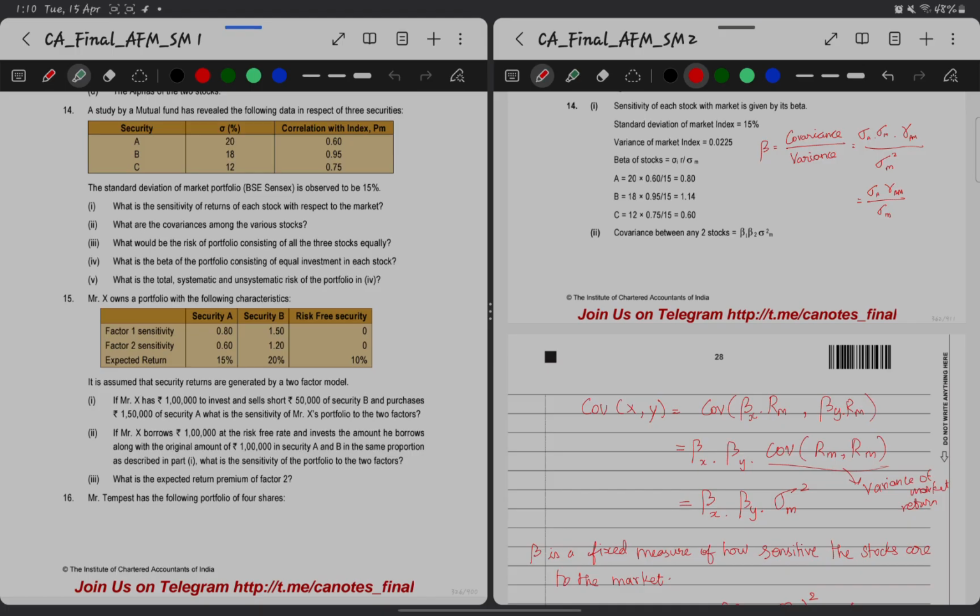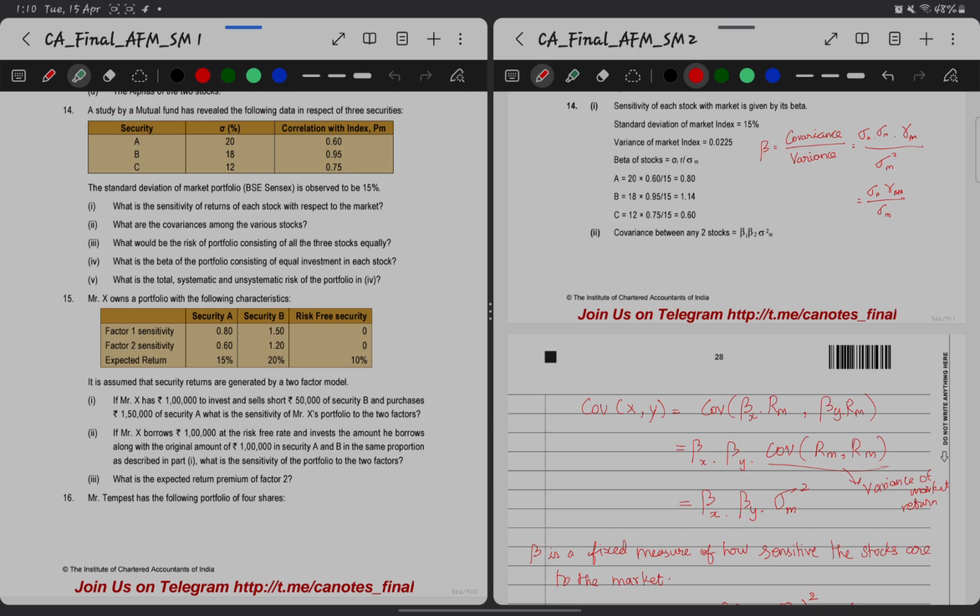Now what is the sensitivity of returns of each stock with respect to the market? The sensitivity of return of each stock with respect to the market is nothing but the beta of each stock. So beta can be found out by the covariance divided by variance approach or the simple regression method also. Here, since we know the correlation coefficient and the standard deviation of the securities and of the market return, we can go ahead with the covariance approach.